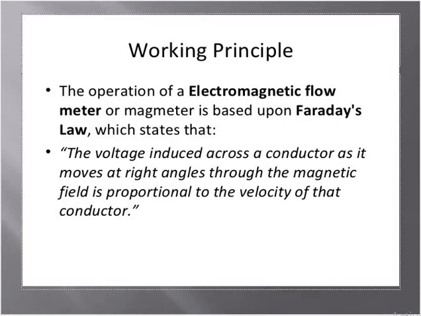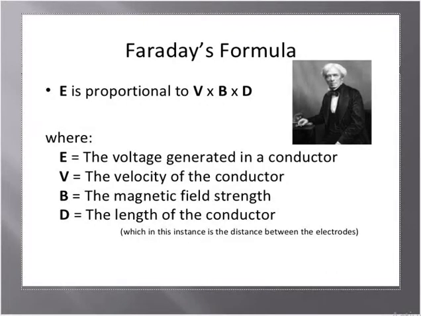Now we will see the formula of Faraday's law. E is proportional to VBD. What is E? The voltage generated in the conductor, and V is the velocity of the conductor. B is the magnetic field strength, and D is the length of the conductor.